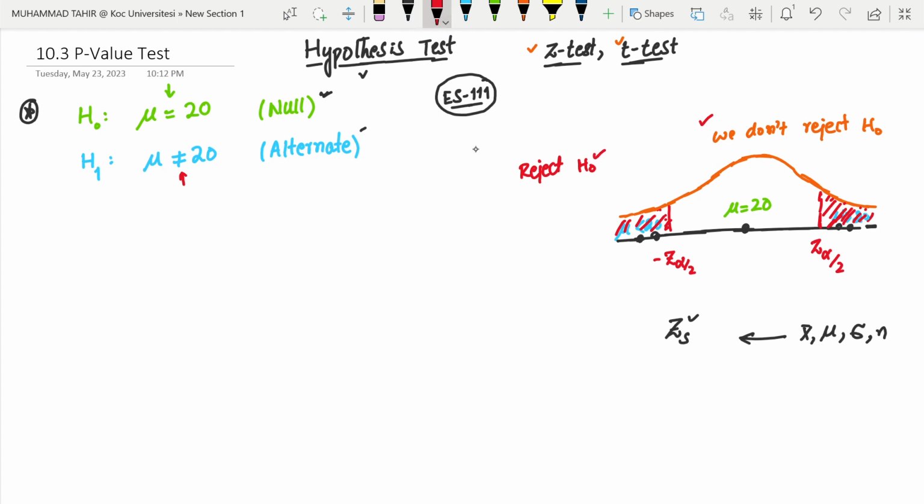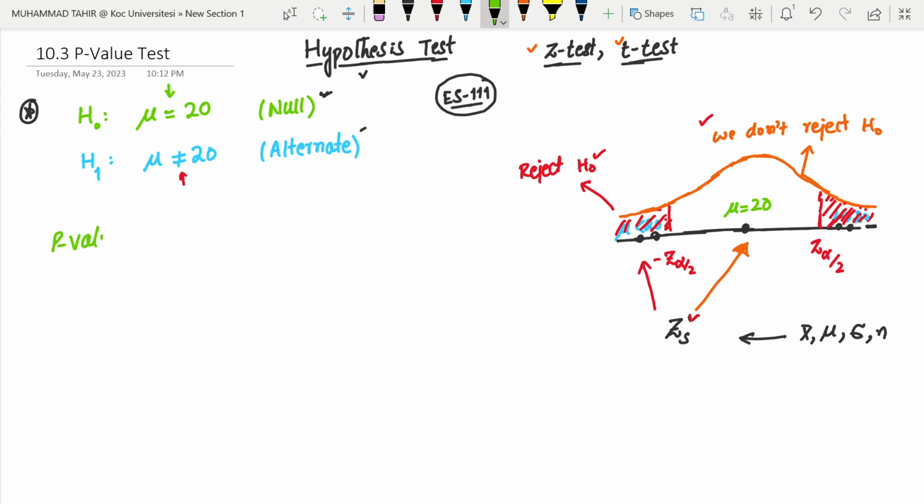So depending upon whether this z value falls in the critical region, we reject H0. But if it falls in the region where the null hypothesis is true, then we don't reject H0. So this was a z-test, right? And similarly we performed the t-test. Now why I am telling you this is because this is related to p-value test. So we are talking about p-value test, right?